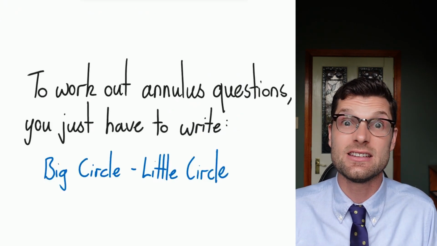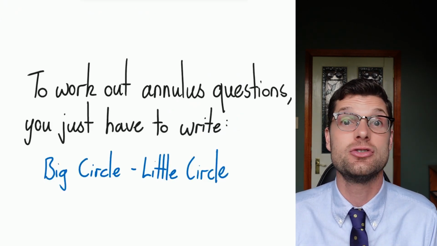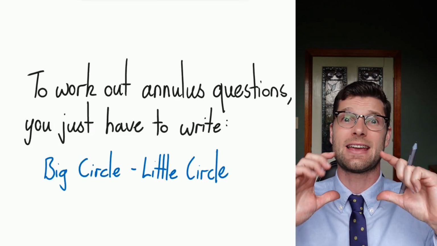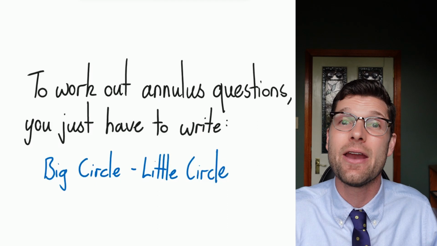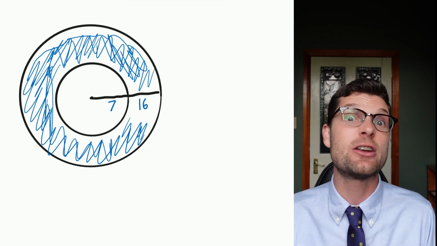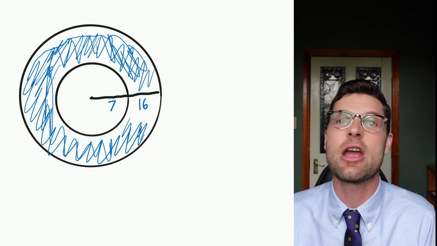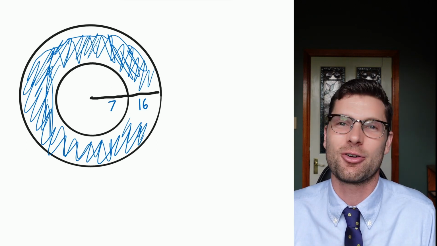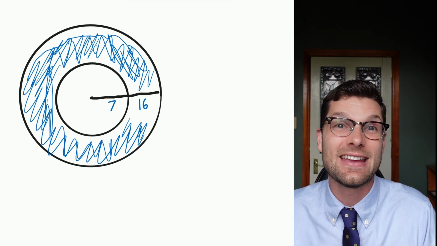So the reason that we did this is this example actually shows us how to work out the area of an annulus. All you've got to do is take the big circle area and minus the little circle area that's inside of it. So if we have a look at this annulus here, we're trying to find out what is the area of that blue section. Usually I would put units in there, but I couldn't actually fit them in. But it's actually really easy.